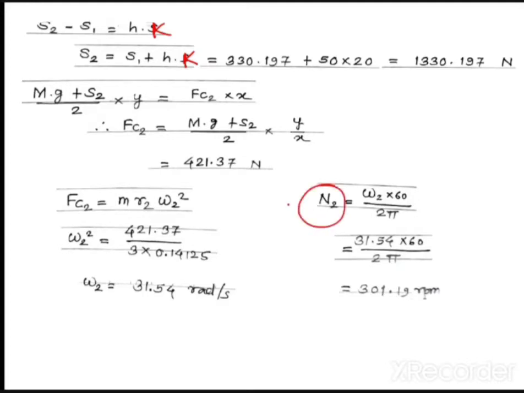Now tell me, is there any doubt in this? Have you understood? Any doubt? Shall I move to the last part, governor power and governor effort? It is very, very simple. Is it clear how I did it? N2 was not given, so I did it this way, and K is given in this case. I hope it is clear.